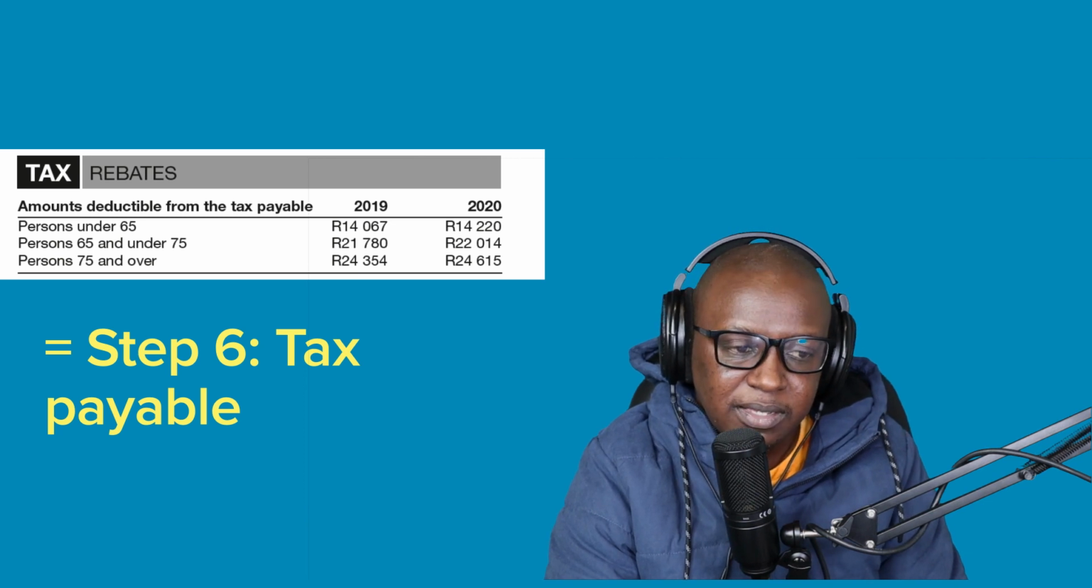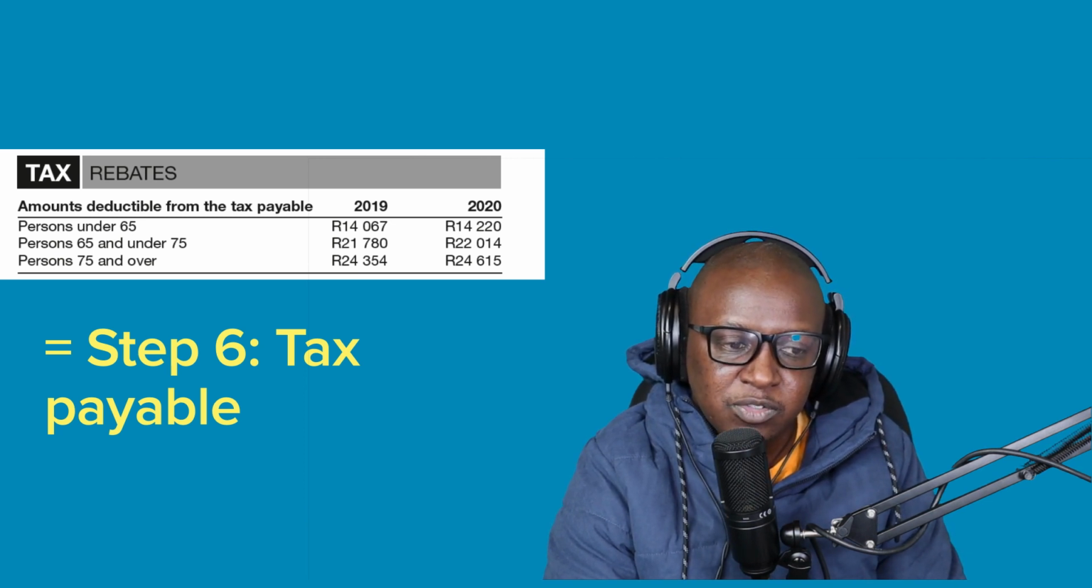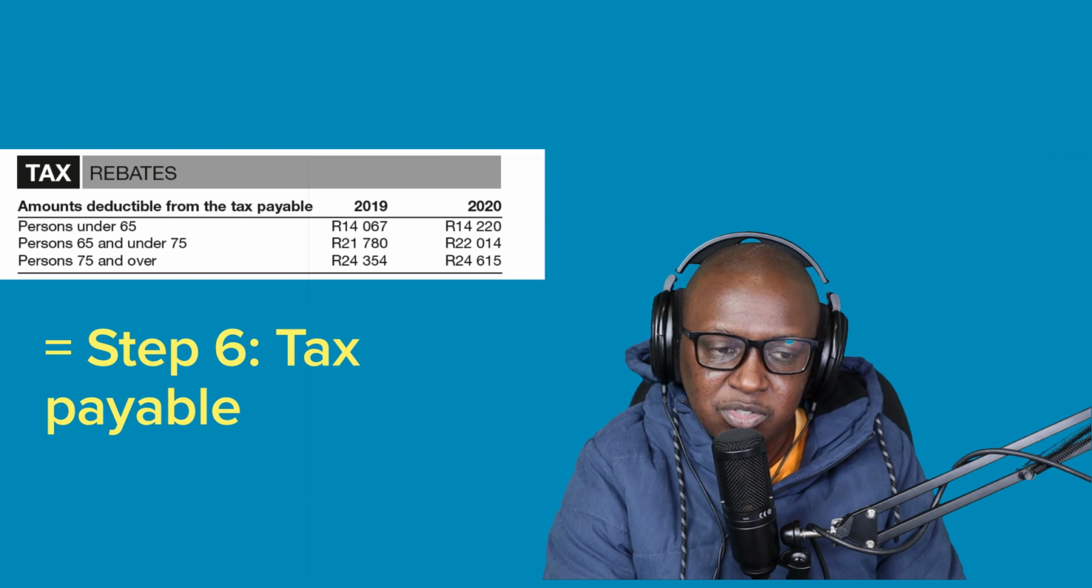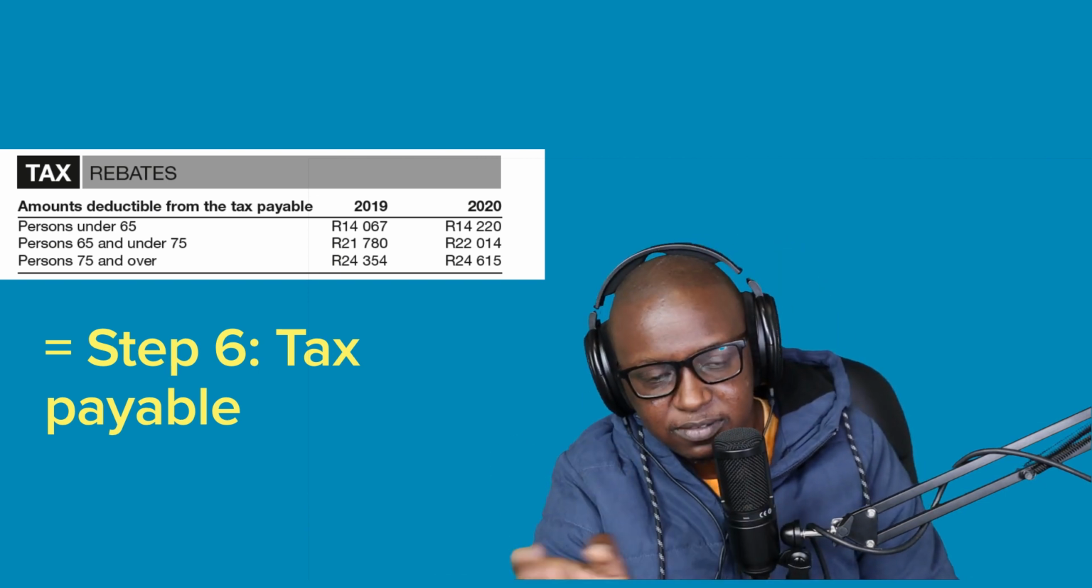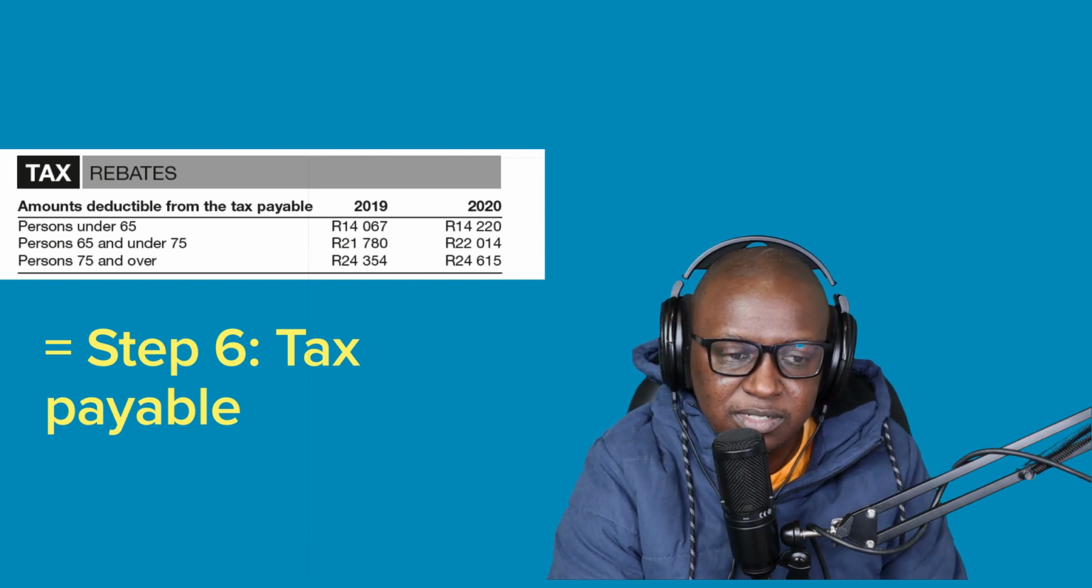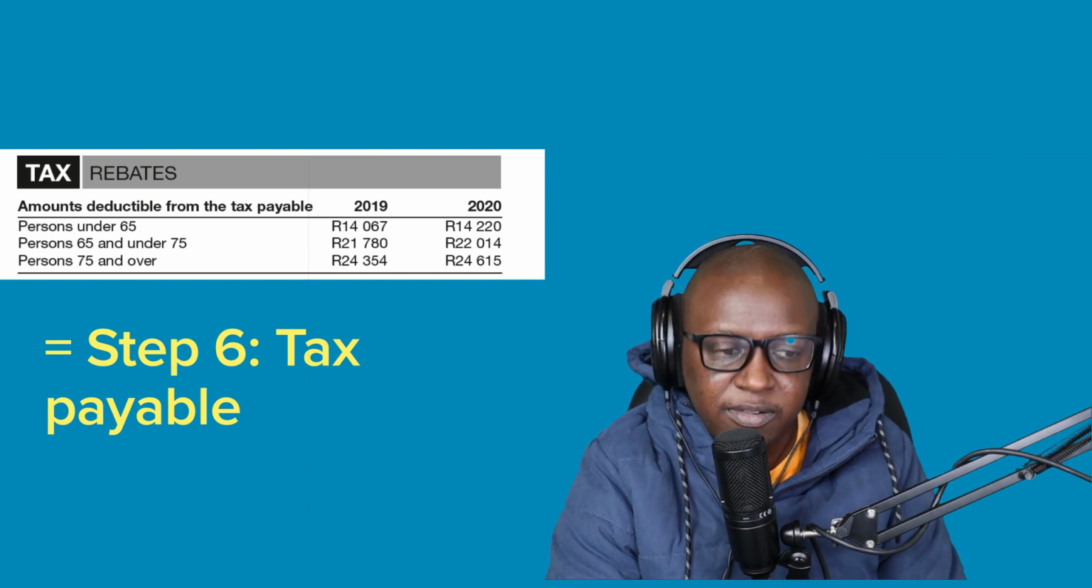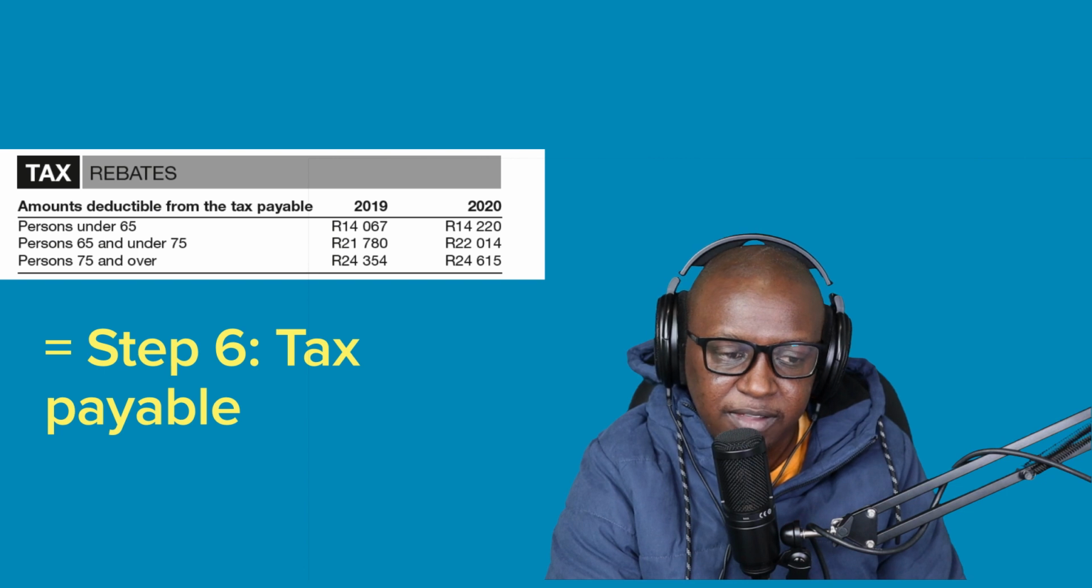And then the rebates, as I've said, if you are under the age of 65, it's 14,220. If you are between the age of 65 and 75, the rebate is 22,014. If you are over 75 years, it's 24,615.